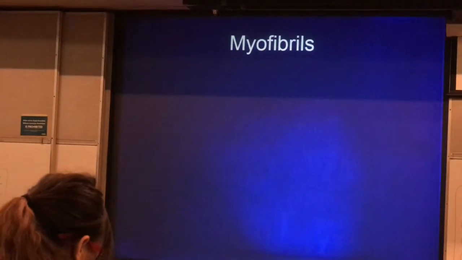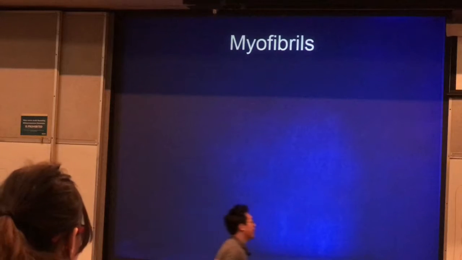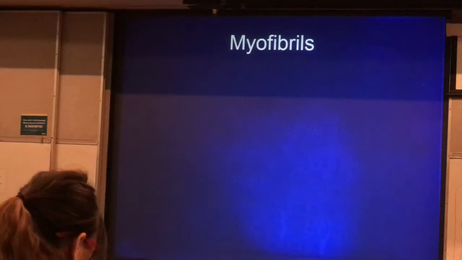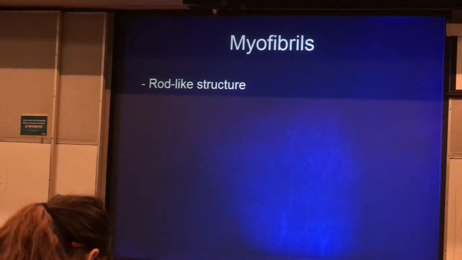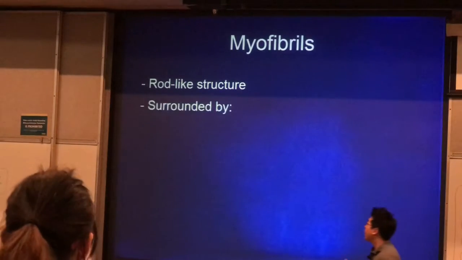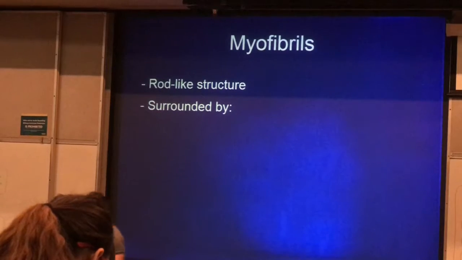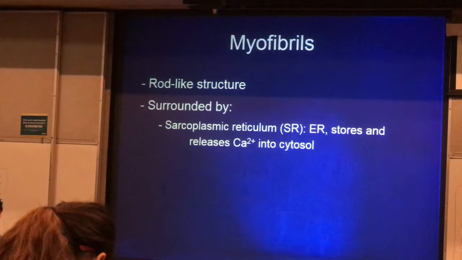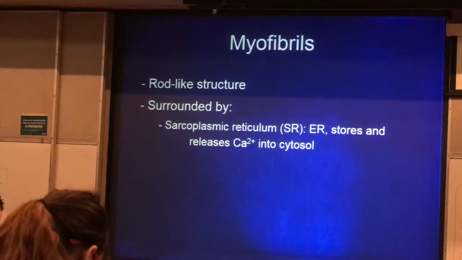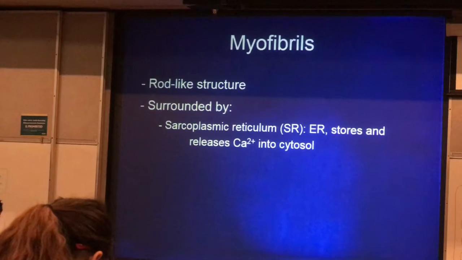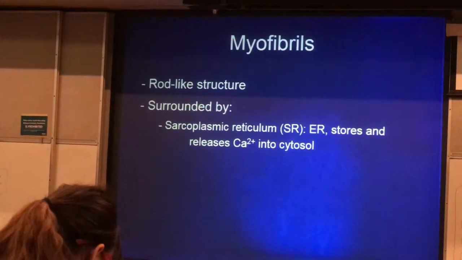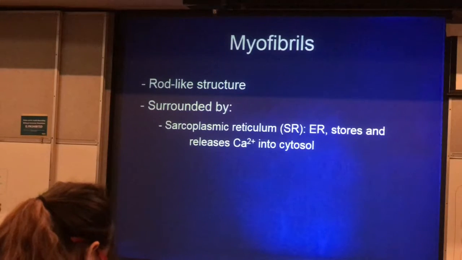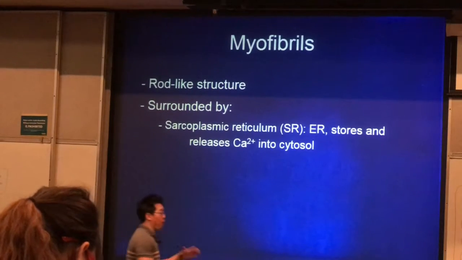We're then going to look at your myofibrils. So these guys over here. Your myofibrils are these rod-like structures, okay? And these rod-like structures are going to be surrounded by something else as well. This is going to be surrounded by sarcoplasmic reticulum. Go ahead and say that. Sarcoplasmic reticulum. This is the exact same thing as endoplasmic reticulum, okay? It's just endoplasmic reticulum for the muscle cell.